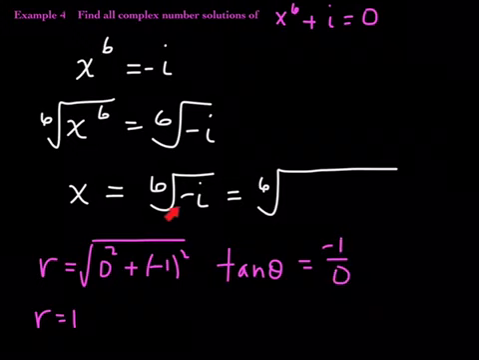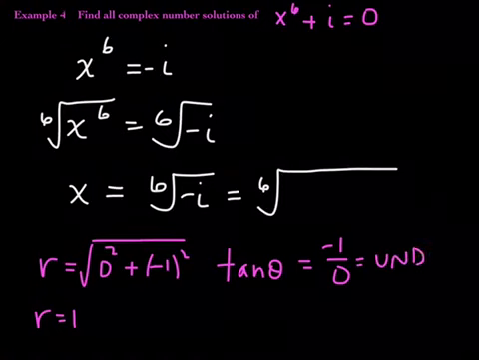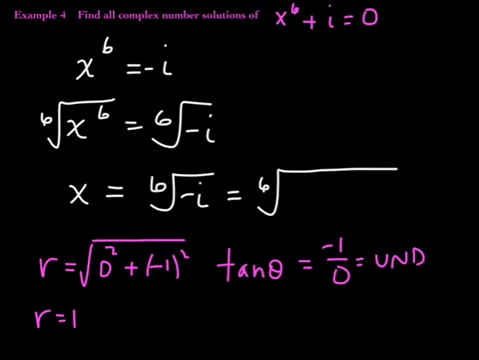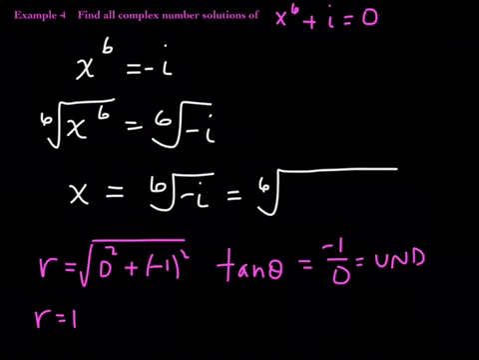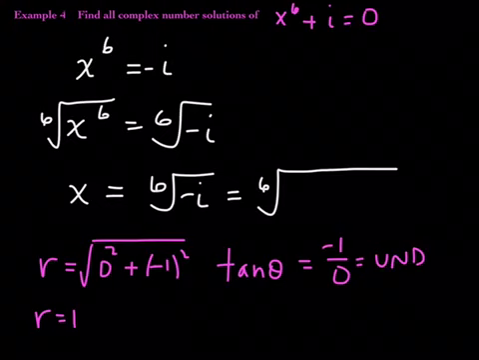Because this is the same thing as 0 minus i, this is undefined. Tangent is undefined whenever you have an angle theta that is quadrantal on your y-axis. Now, theta must be either 90 degrees or 270 degrees. It must be 270 degrees because this is negative i, not positive i.